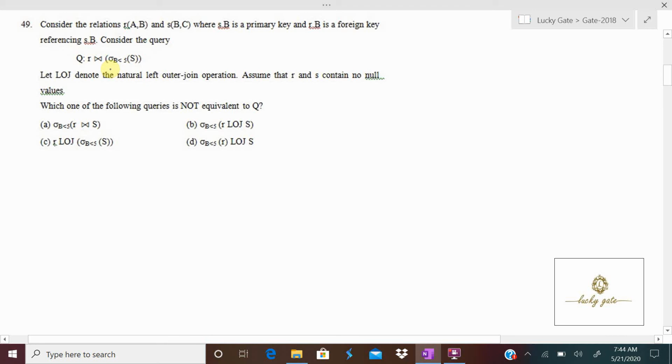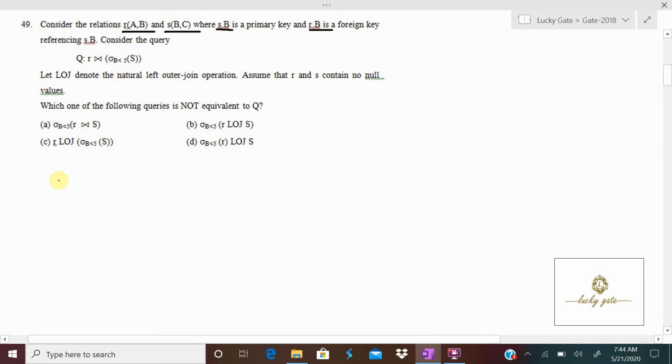Hello students, this is a question in GATE 2018 for 2 marks from the subject Database Management System, and the concept is relational algebra. Here two tables are given. One table is R(A, B), and S(B, C) is another table, and S.B is a primary key and R.B is a foreign key.